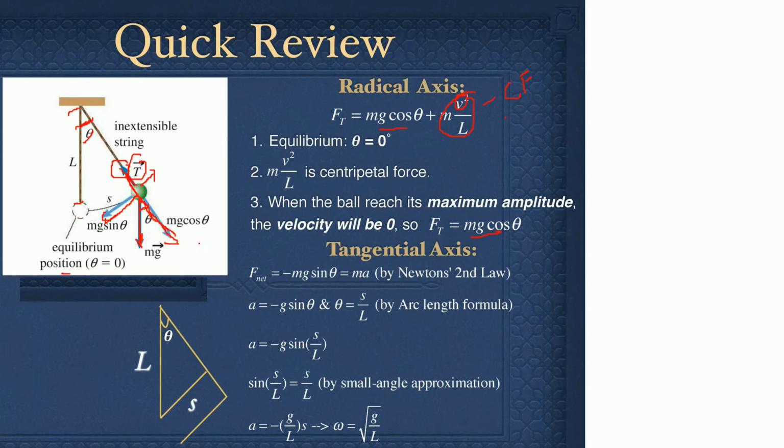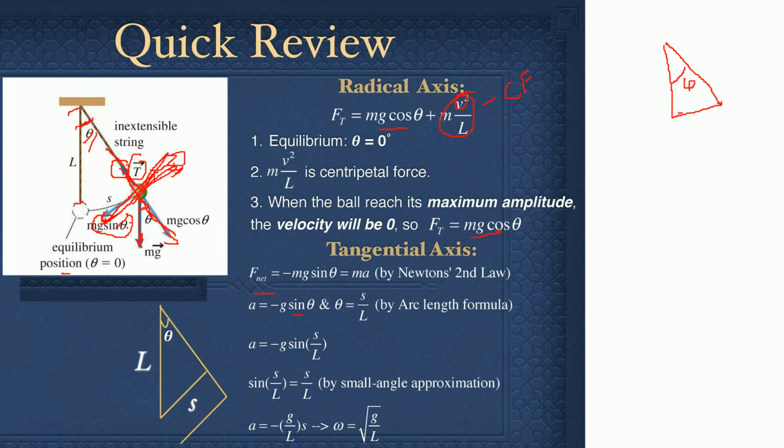Now in the tangential axis, this was the radial axis. On the tangential axis, we have mg sin theta, and mass and acceleration are going like this. So these are opposite. By Newton's second law, this F net will be minus mg sin theta, this will be ma, or if this is minus ma, this will be mg sin theta. So what we get is a equals minus g sin theta, and if you consider this theta, see, this is theta.